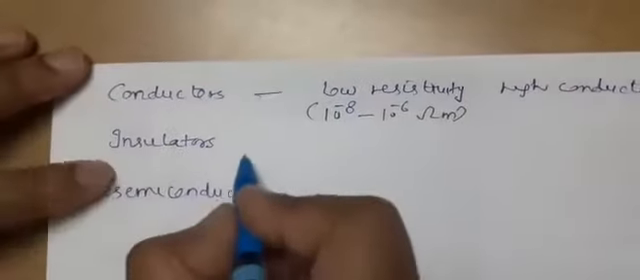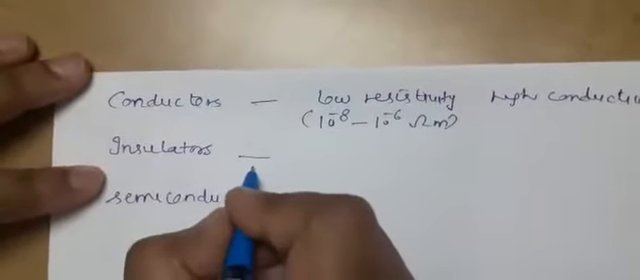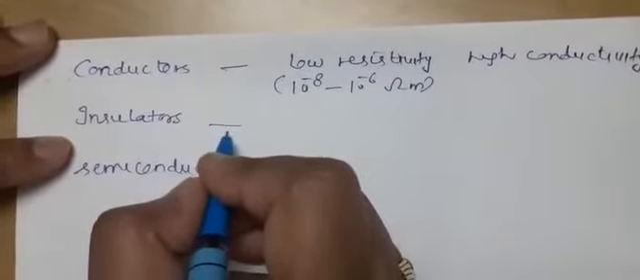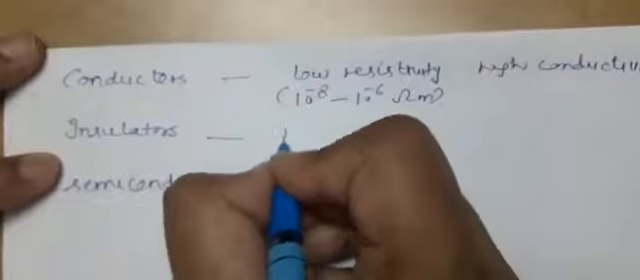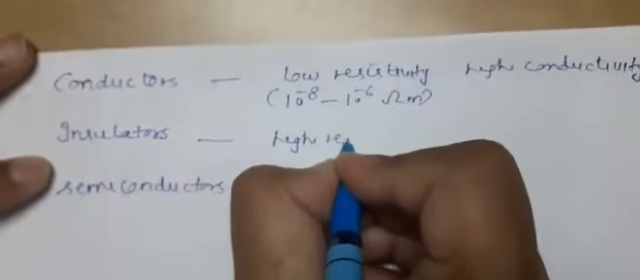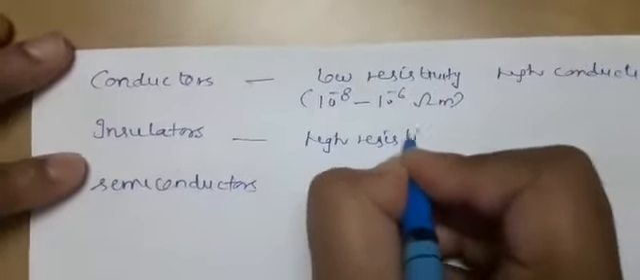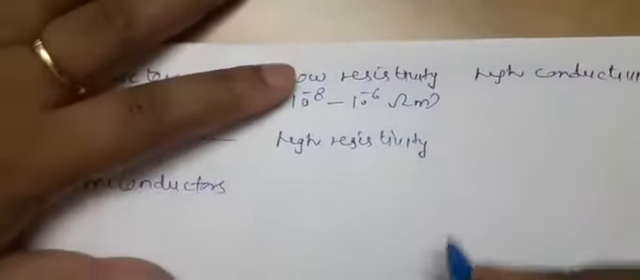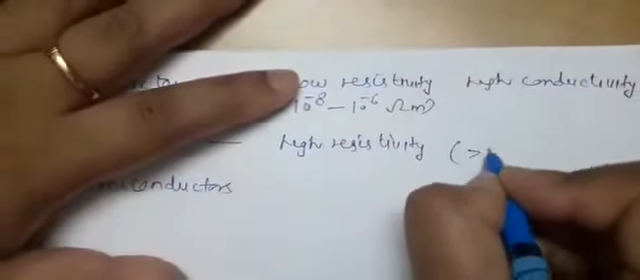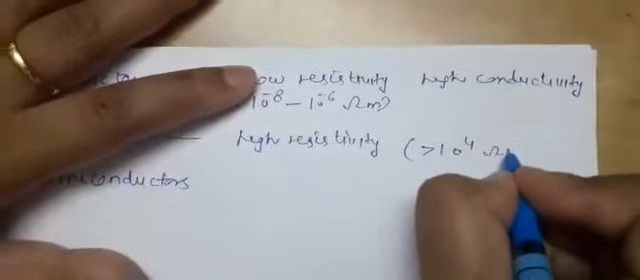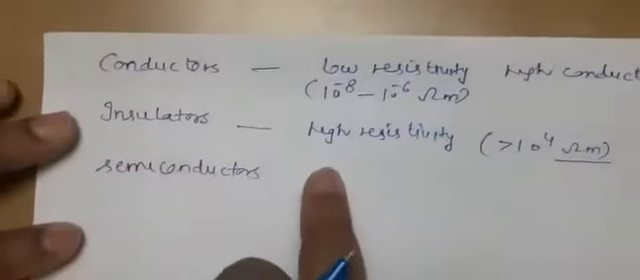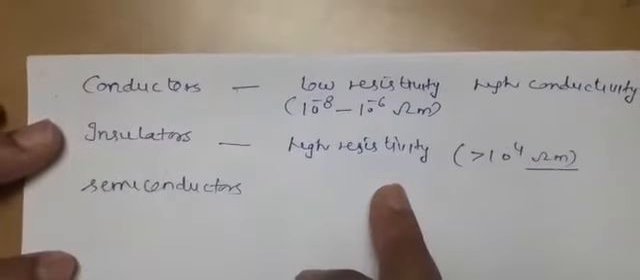Now insulators are the materials which are bad conductors of electricity, where valence electrons are not present, so free charge carriers do not exist. It means they have high resistivity, that is, low conductivity. That value ranges from 10 raised to the power 4 ohm meter, that means it is greater than this. So such a high resistivity will be there.